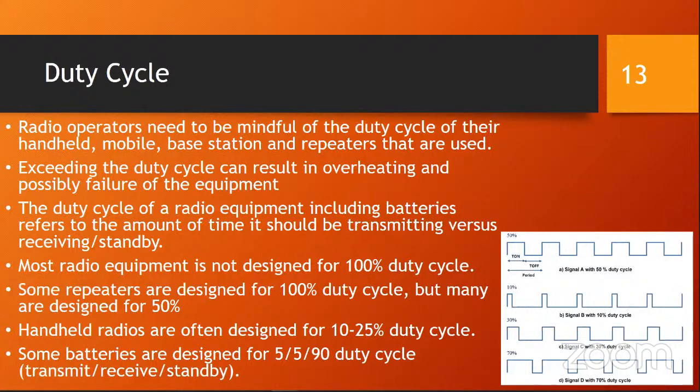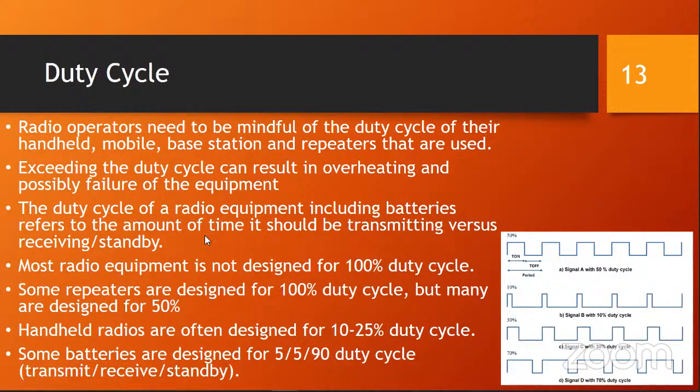Just the same way with a car, I may have a speedometer with 220 kilometers per hour max, but I don't expect to drive that from the time I switch on until I switch off the vehicle. So the same thing we need to be mindful of with radio, handheld radios, for example. If you notice, a handheld radio tends not to have a big heat sink. So the intention there is not to transmit for 2 hours at a stretch. The battery may last, but your radio itself, you're putting that under stress. So we need to be mindful that much radio equipment is not meant or designed for 100% duty cycle. It may overheat and it may fail.